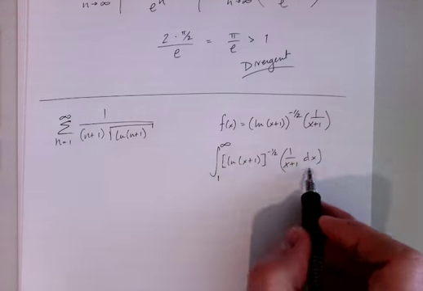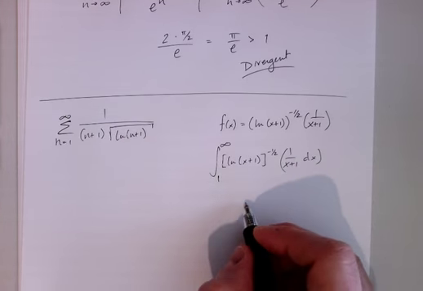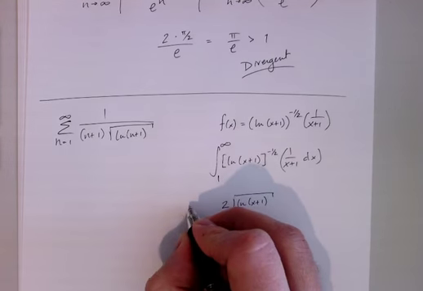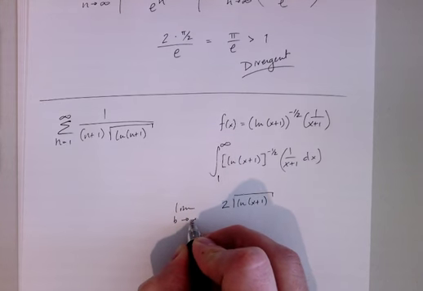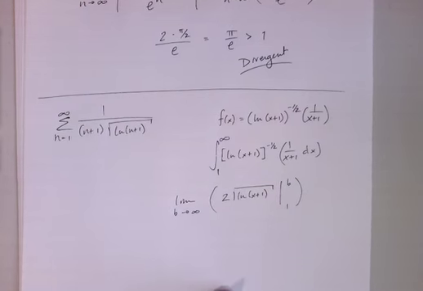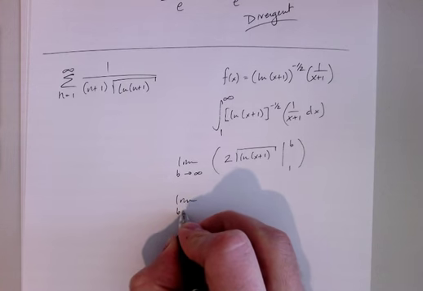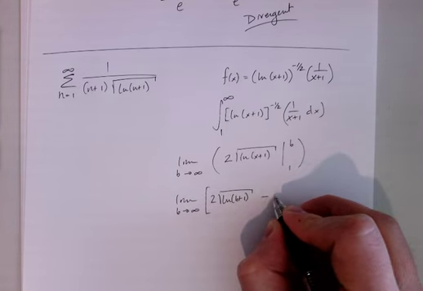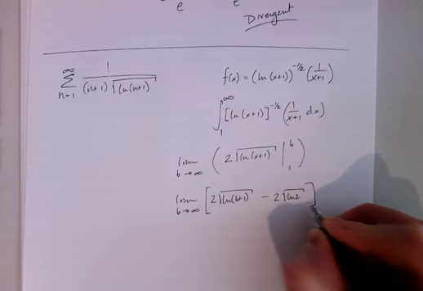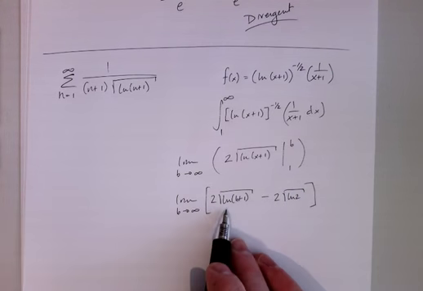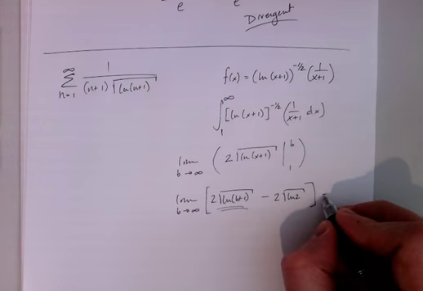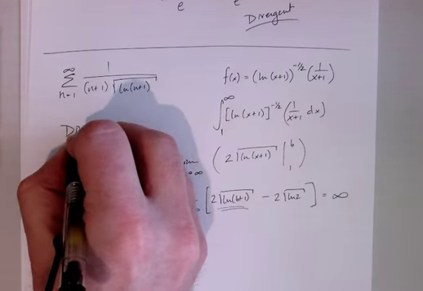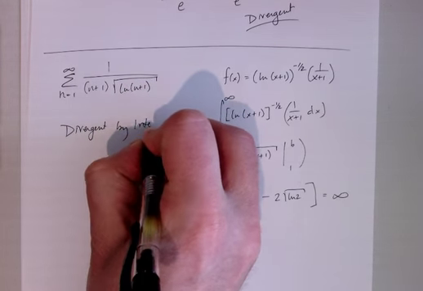And this winds up being, if that's u to the negative 1/2 du, that becomes u to the 1/2 over 1/2, or 2 u to the 1/2. Okay? And of course we have to deal with the limit as b approaches infinity from 1 to b, because we're dealing with an improper integral. And so we get the limit as b goes to infinity of 2 times the square root of natural log b plus 1 minus 2 times the square root of the natural log of 2. Well, this is obviously a constant, so we're not really worried about that. But as b goes to infinity, what happens to this term right here? Well, that term goes to infinity. So the integral right here is divergent, and so the related series is divergent by the integral test.